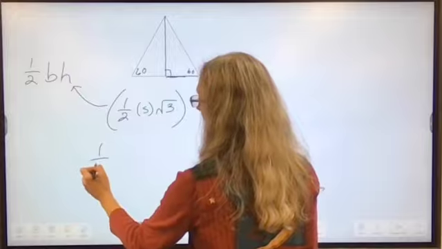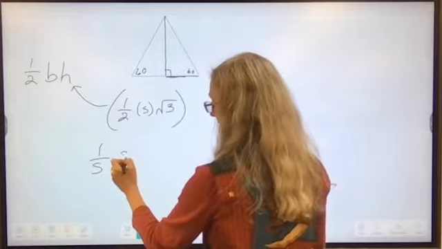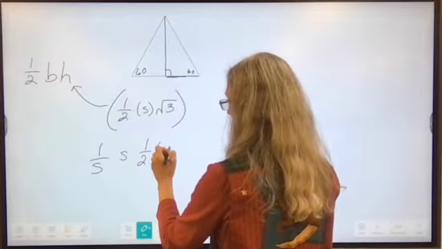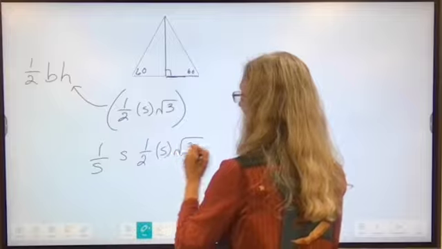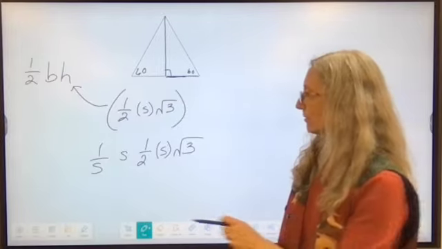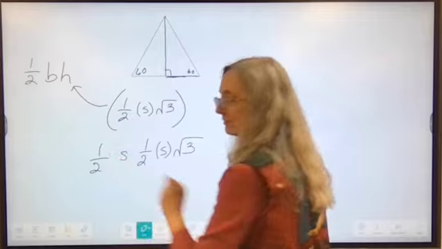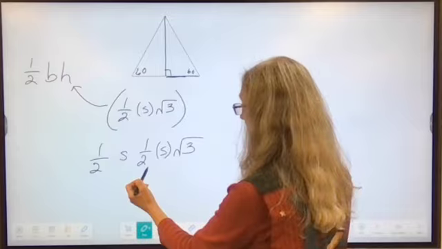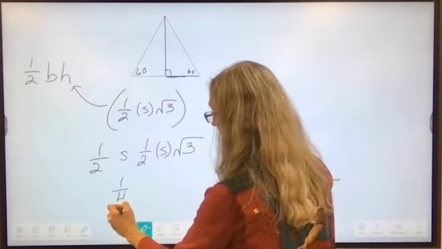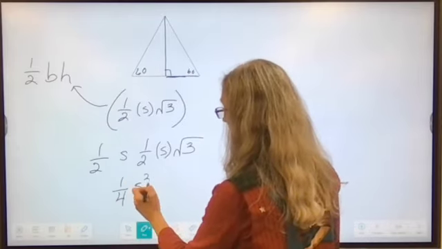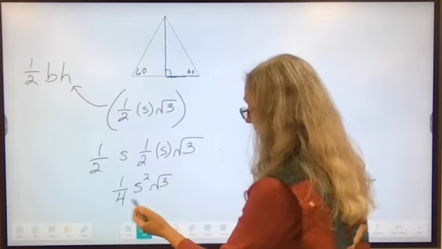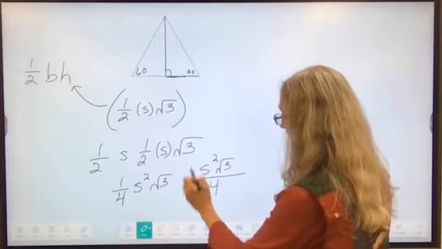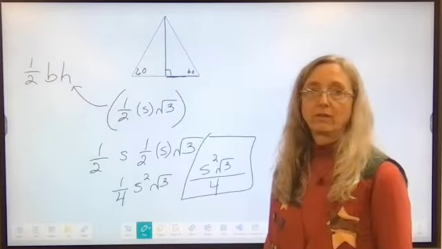So what we have is 1/2 times one side, which is the base, times 1/2 of that side times the square root of 3. Now we're going to simplify this. 1/2 times 1/2 is 1/4. Side times side is side squared, square root of 3. Or you can just say the side squared, square root of 3 divided by 4 will give you the area.